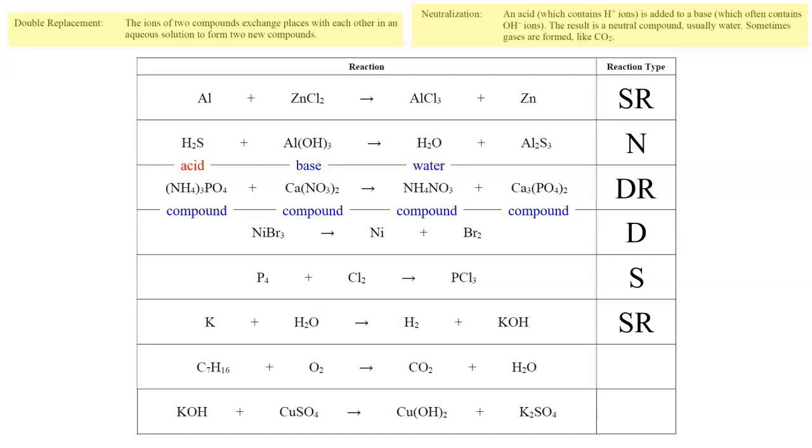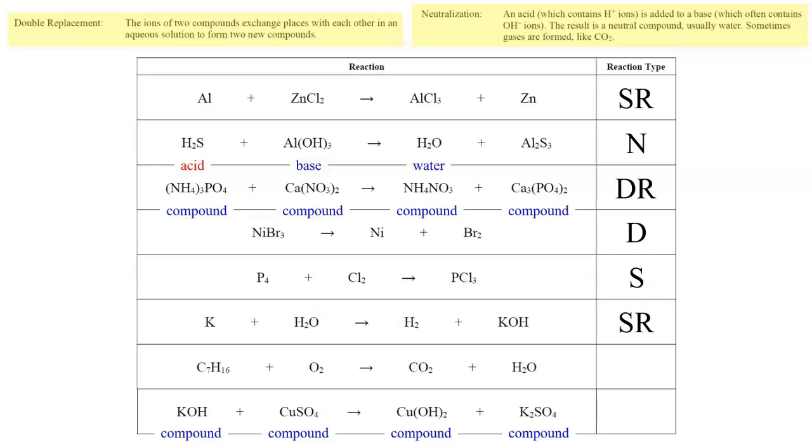At the very bottom of this slide, I see KOH, which would be classified as a base, but I'm just going to call it a compound because I don't see an acid reacting with KOH, or potassium hydroxide. And then I don't see water on the other side of the equation. So that last chemical equation listed, although it does contain a base, it's not reacting with an acid. It's reacting with this copper sulfate compound.